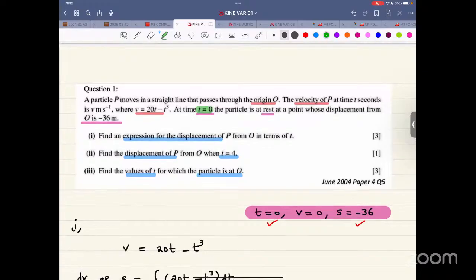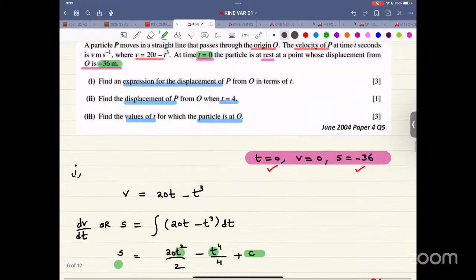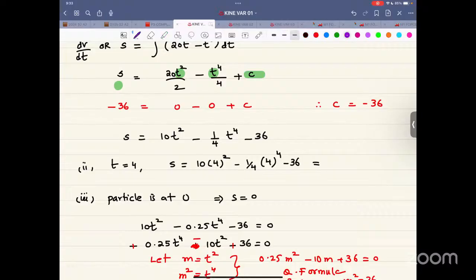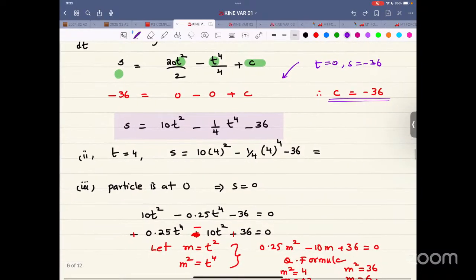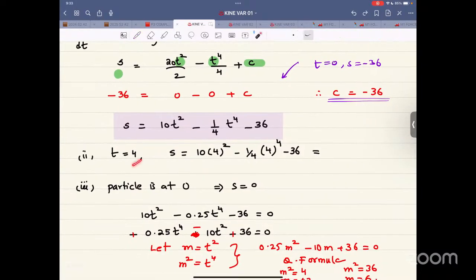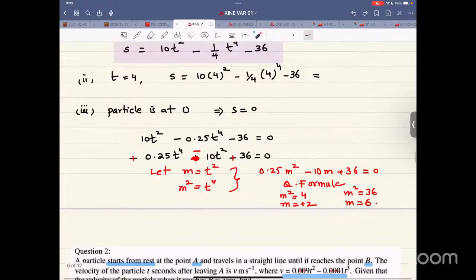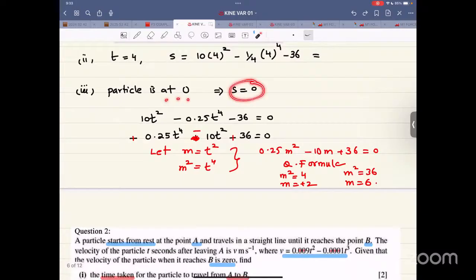It says at time t equals 0, the displacement is negative 36. So at time t equals 0, let me write over here, t is 0, displacement is negative 36. We get c to be negative 36. So now we have this displacement equation that's right over here. The next thing, find the displacement when t equals 4. So when t equals 4, displacement comes out to be this value. Just plug in and evaluate. Particle is at O, that means displacement is 0. So solve this disguised quadratic equation and you get the relevant answers.